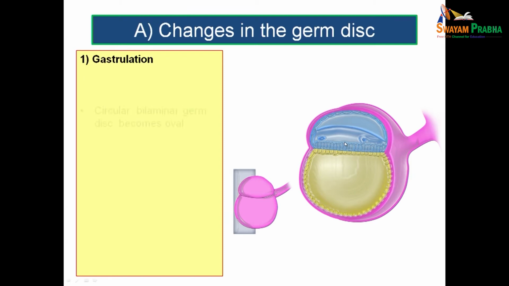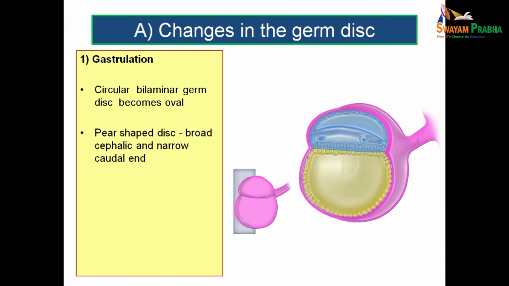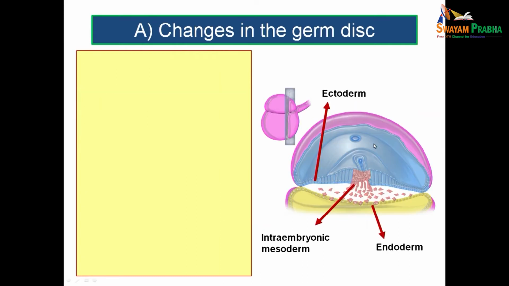First, let us see the changes happening to the germ disc. We have already discussed the process of gastrulation. By the end of second week, we have a bilaminar germ disc. By the process of gastrulation, this bilaminar germ disc becomes an oval disc, and this is now called the trilaminar germ disc by the formation of intraembryonic mesoderm. Before the formation of the trilaminar germ disc, the circular disc becomes an oval one, roughly in the form of a pear with a broad cephalic end and a narrow caudal end.